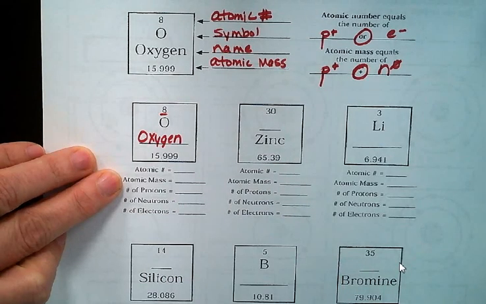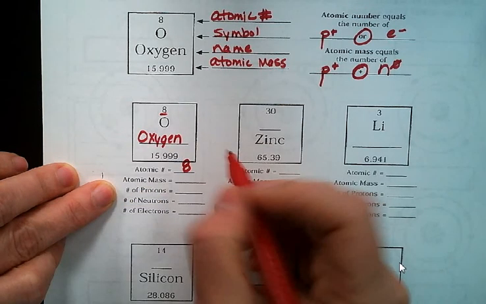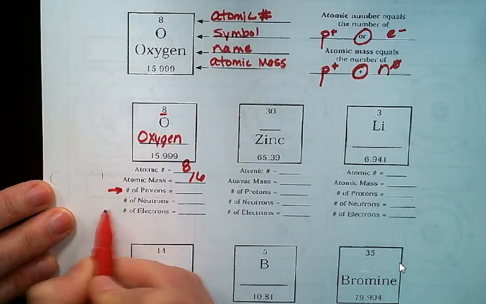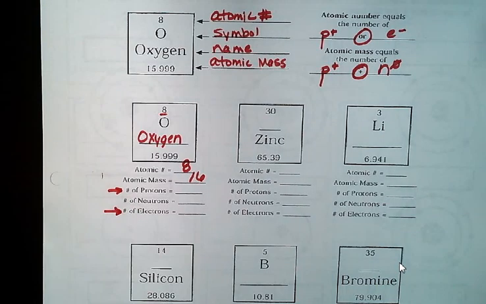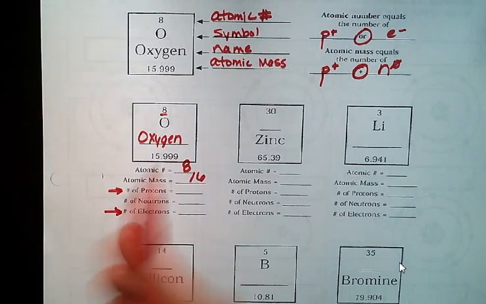Atomic mass, we're going to round. Always round the atomic mass to the nearest whole number just because it's easy and that suits our purposes in physical science. So that is going to be what? 16. Now, my number of protons and electrons, remember, are going to equal that atomic number, right? So those are both 8. That one and that one are both 8.